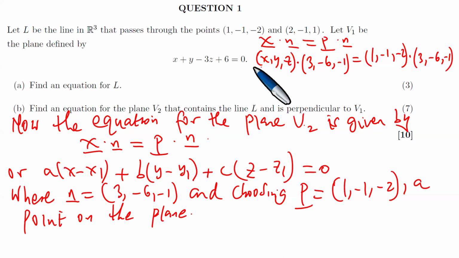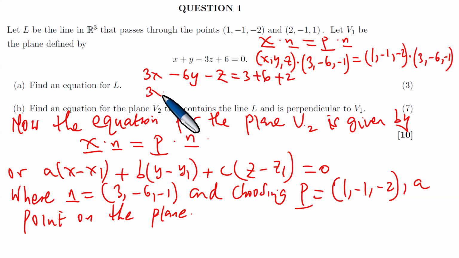We find the dot product: x by 3 is 3x, y by minus 6 is minus 6y, minus z equals 1 by 3, which is 3, minus 1 by minus 6 is actually a 6, minus 2 and minus 1 is actually a 2, so that we have 3x minus 6y minus z equals 11. This is the equation for the plane V2. That was the question: find an equation for the plane V2.